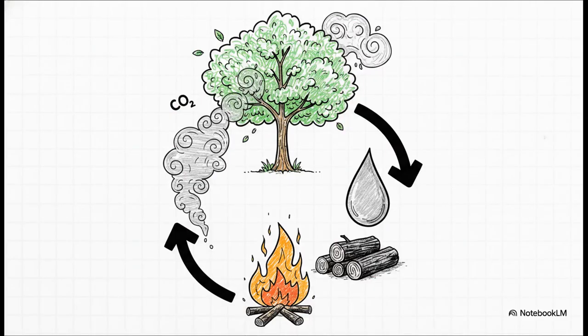Next up is biomass. This refers to organic material, think wood chips, crop waste, or even some types of garbage that can be burned to produce energy. We can also turn plants like corn or sugarcane into liquid biofuels. Now pay super close attention here because this is important. Biomass is often described using the carbon-neutral theory. The idea goes like this. The carbon dioxide released when you burn the wood is perfectly balanced out by the carbon dioxide the tree absorbed from the atmosphere while it was growing.